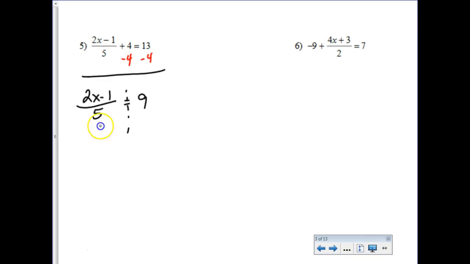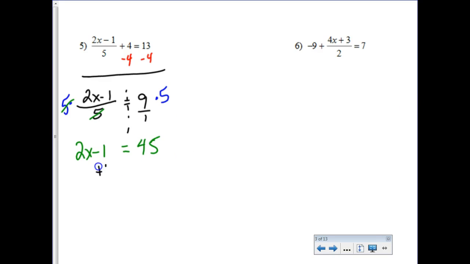Now if you want to think of it like a cross multiplication question, you can think of it as a proportion, or a lot of kids just tell me, oh, I know to multiply by 5 on both sides of the equation. Well, that's exactly what cross multiplying is, and you're actually doing it mathematically properly. So these 5's cancel each other out, so you just have 2x minus 1. And then over here, 9 times 5 is 45.